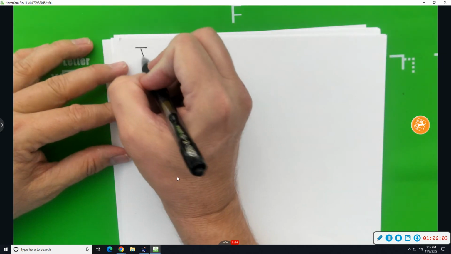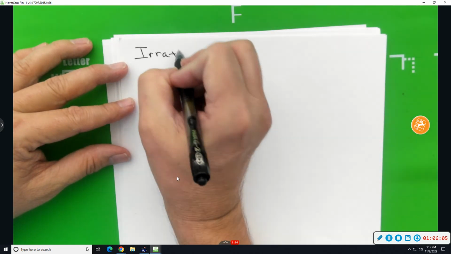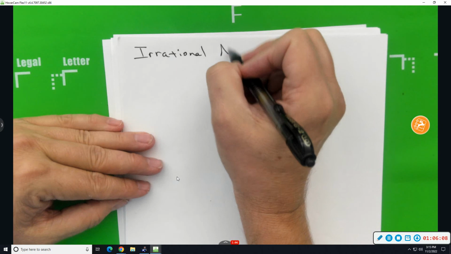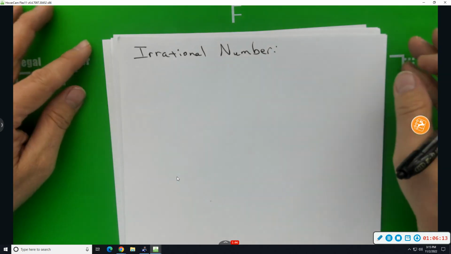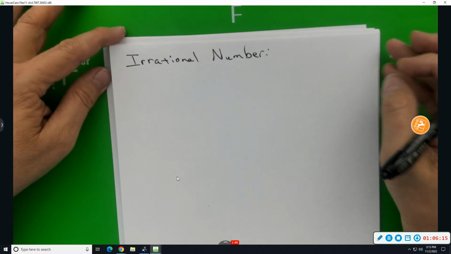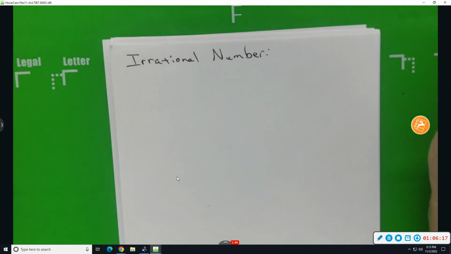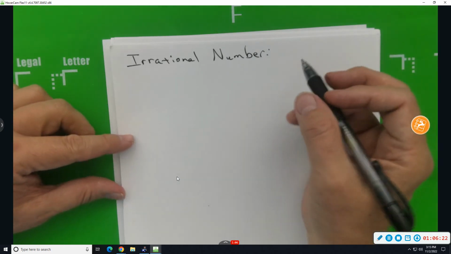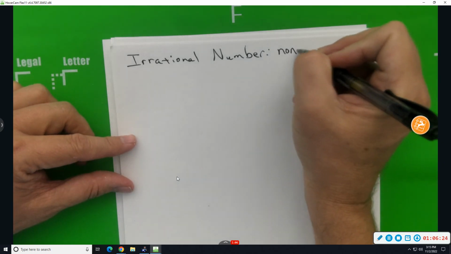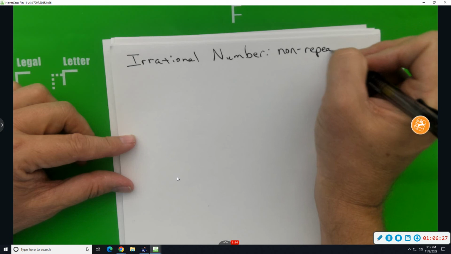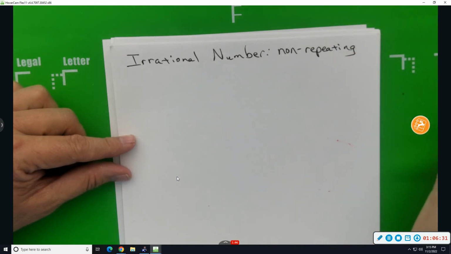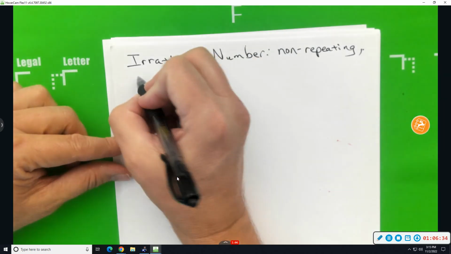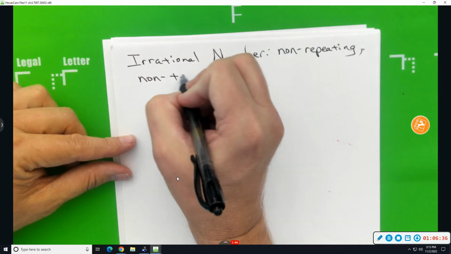Remember that a rational number is any number that can be written as the quotient of two integers, a fraction. Even an integer like 5 is rational because you can write 5 as 5 over 1. An irrational number is non-repeating, so it's not like 0.33333 repeating, because that's the same as 1/3. It's a non-repeating, non-terminating decimal.